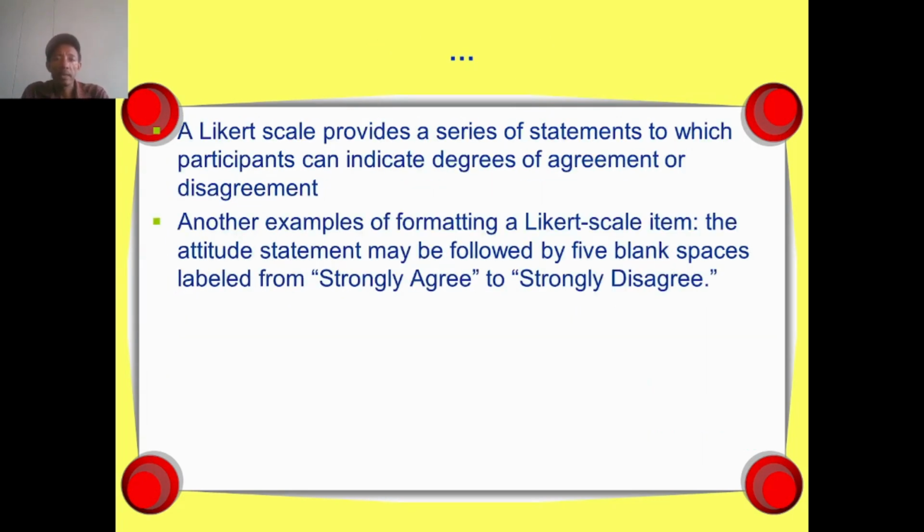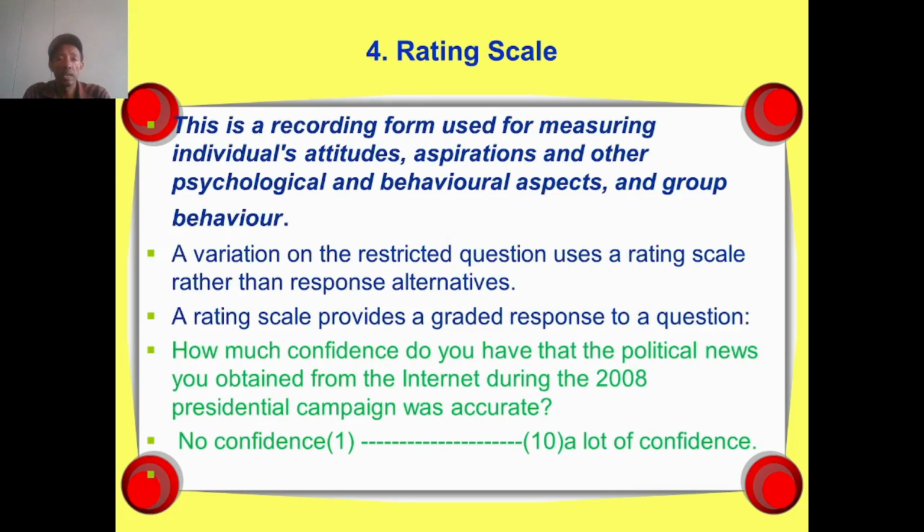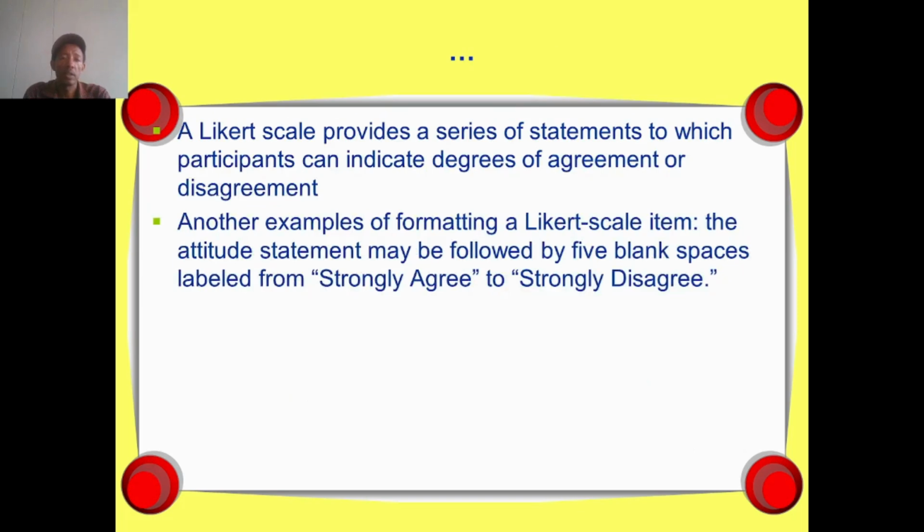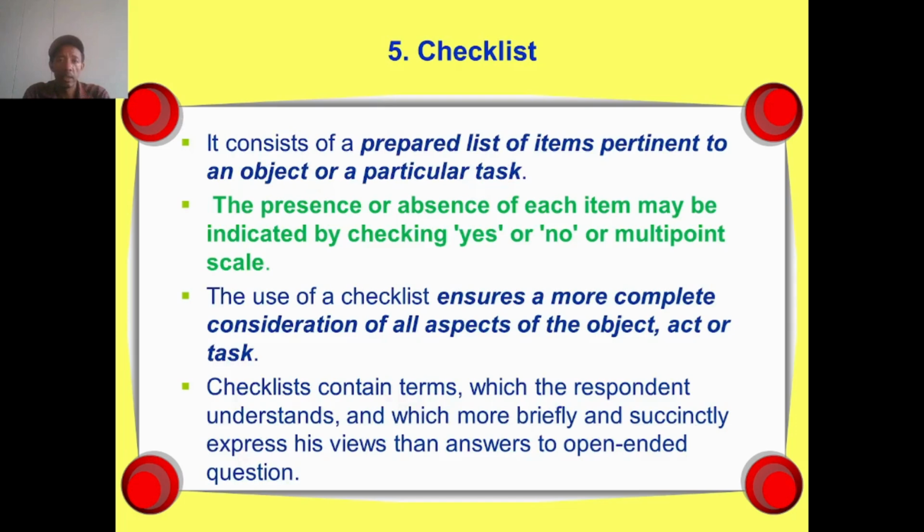A Likert scale provides a series of statements to which participants can indicate the degree of agreement or disagreement. An example of formatting a Likert scale item: the attitude statement may be followed by 5 blank spaces labeled from strongly agree to strongly disagree. So an example of this Likert scale or rating scale type of data collection is this strongly agree to strongly disagree type of Likert scale.